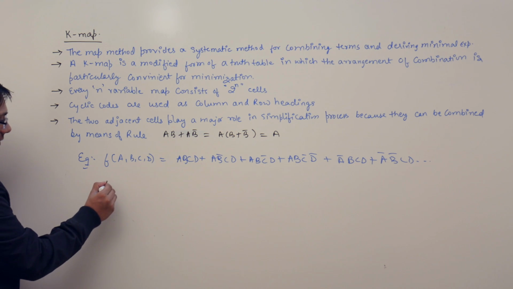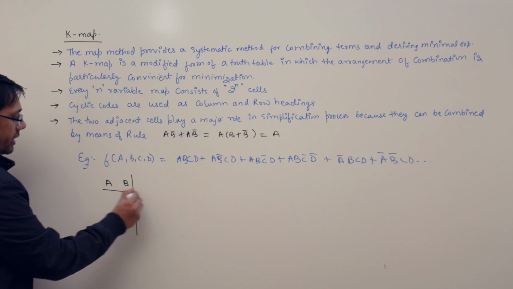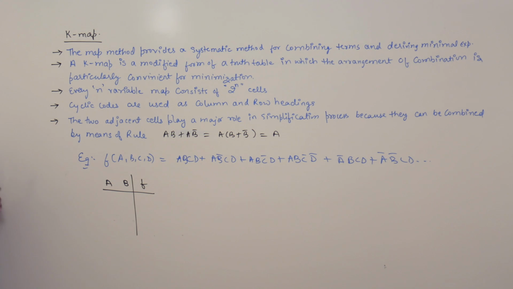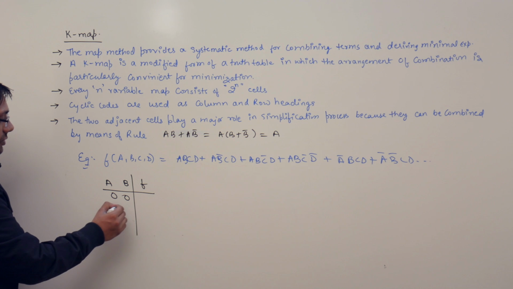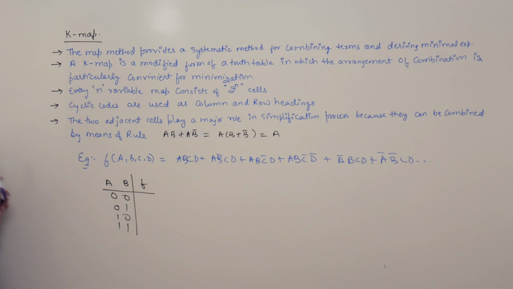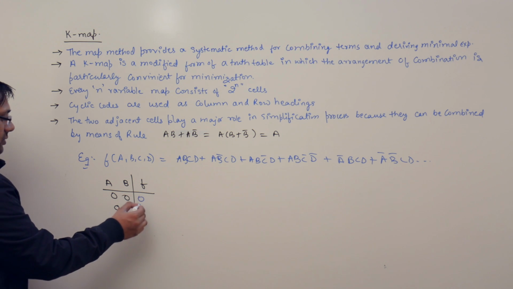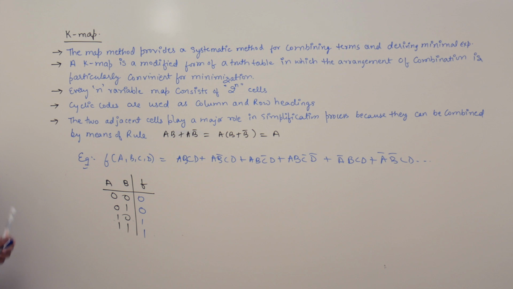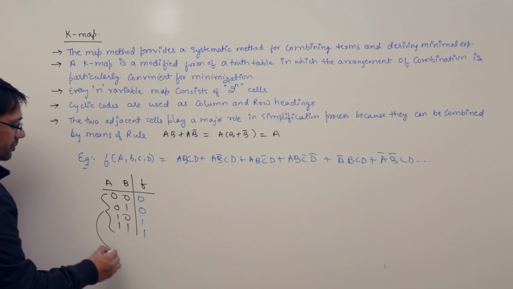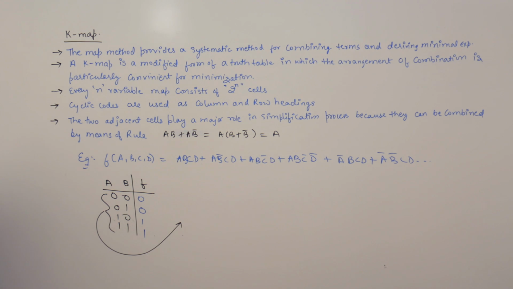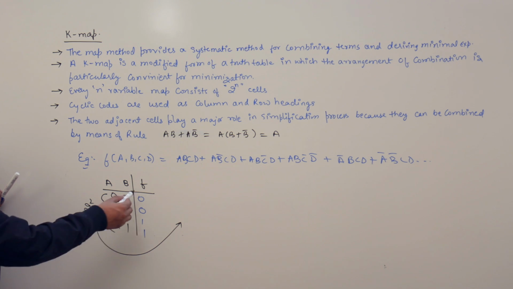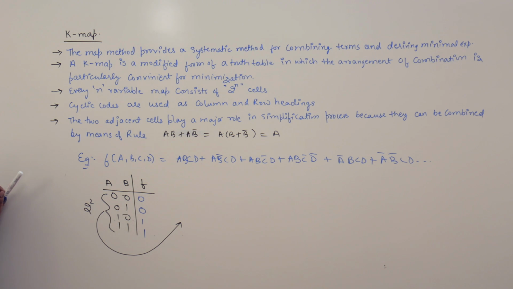Assume you have 2 variables, a and b, and there is a function f. The possible combinations are 00, 01, 10, 11, and for this function f, it can have values like 0, 0, 1, 1. Now we are going to represent these combinations by means of a map. For two variables, 2 raised to power 2 different combinations are possible. If there are n variables, then 2 raised to power n combinations are possible.